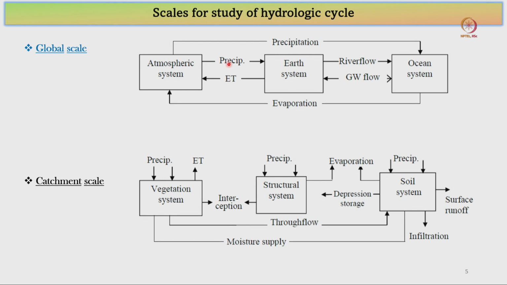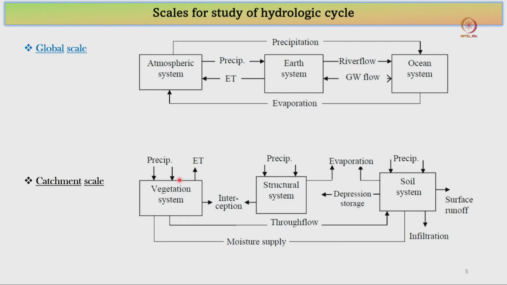From the atmosphere it precipitates, it falls onto the terrestrial system, and again it comes back to the atmosphere by evapotranspiration. From the terrestrial system, through river flow it can go to the ocean system, and through groundwater flow it can also go to the ocean system. Again, from the ocean system by evaporation it goes to the atmosphere. Also, directly from the atmosphere it goes to the ocean by precipitation. So, this is the division in terms of global scale.